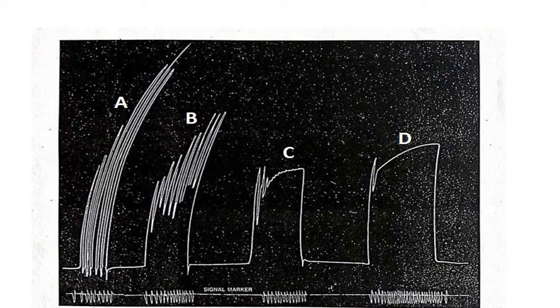So see the graph. Here you can see all four things. First, A, which is treppe or staircase phenomenon. It happens when we give low frequency of stimulation. So here you can still see relaxation. Then B is clonus, little higher frequency of stimulation. Here you can see relaxation, but it's not complete. Then C is incomplete tetanus, where you can hardly see any relaxation. And finally D, which is complete tetanus, where you cannot see any relaxation at all. No relaxation, only sustained contraction of muscle.